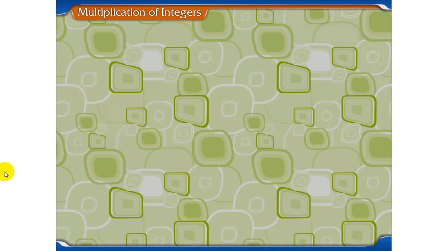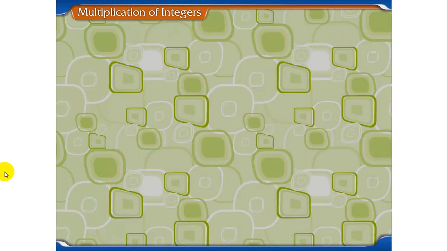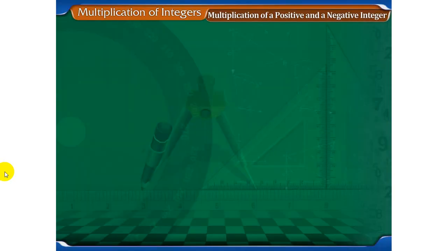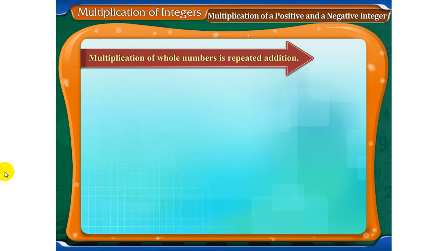Multiplication of integers. We can add and subtract integers. Let us now learn how to multiply integers. Multiplication of a positive and a negative integer. We know that multiplication of whole numbers is repeated addition. For example, 5 plus 5 plus 5 is equal to 3 multiplied by 5, which is equal to 15.